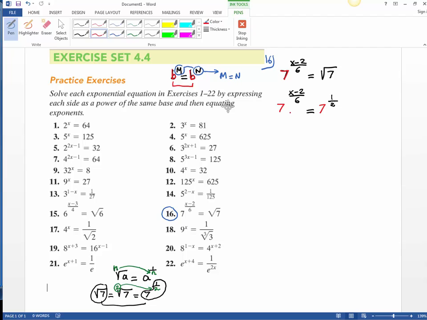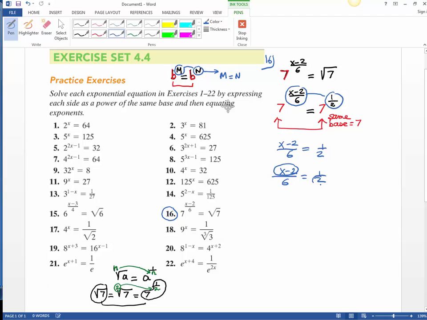Now, because we see that we have the same base on both sides, that is 7, then it means that those exponents have to be matching as well. So we're going to solve (x minus 2) over 6 equal to 1 half. Now to solve this, we can go ahead and cross multiply. Let me just write it one more time so it's not too messy. So we cross multiply.